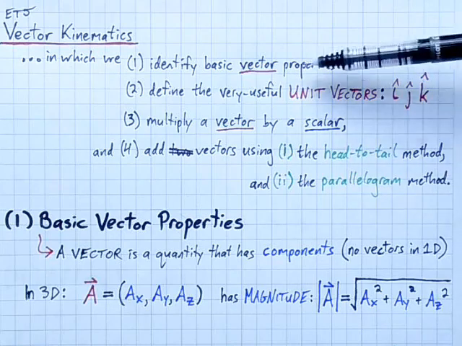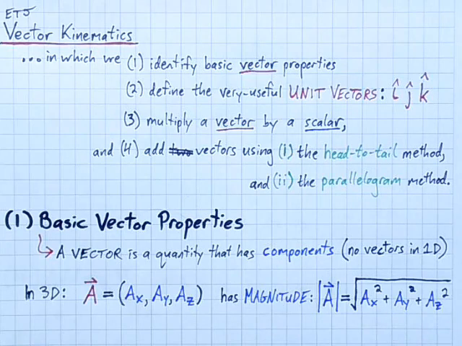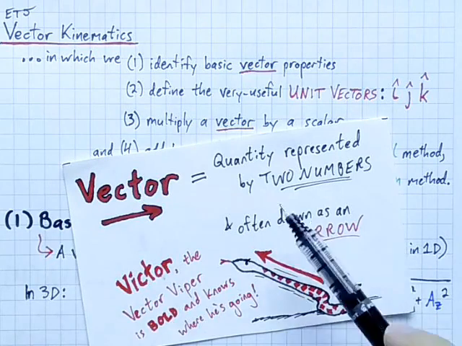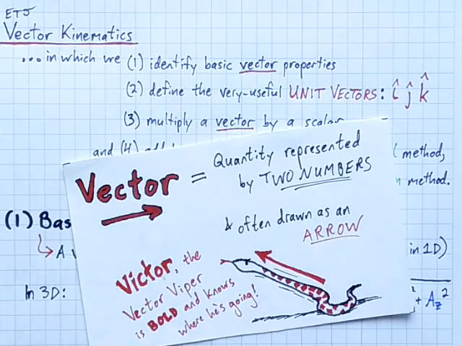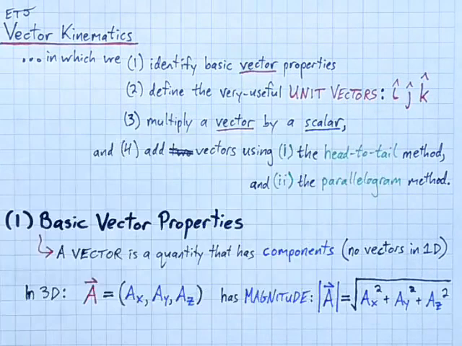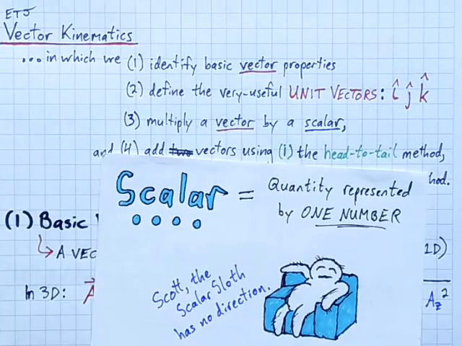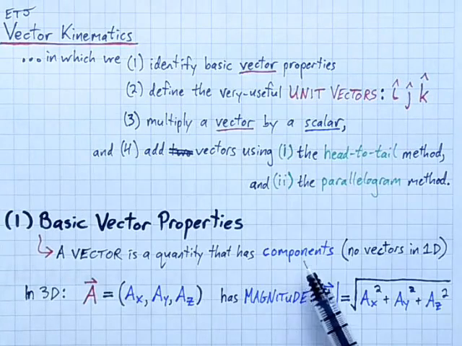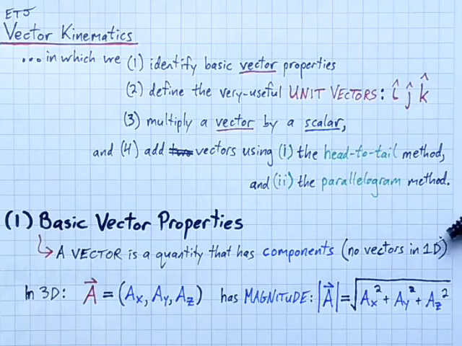So, 1. Basic vector properties. What is a vector? It's some quantity represented by two or more numbers, often drawn as an arrow to contrast it with a scalar, which is a quantity represented by just one number. So a vector is a quantity that has components, multiple numbers. That's why there are no vectors in 1D.